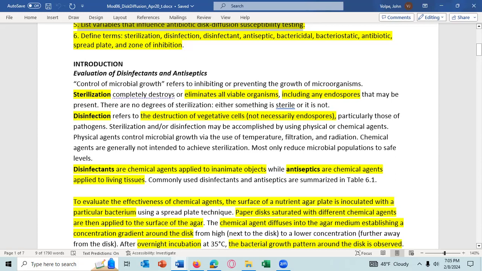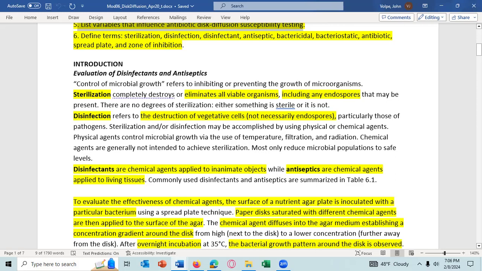Disinfection refers to the destruction of vegetative cells, not necessarily endospores. A disinfectant is a chemical agent applied to an inanimate object. For example, if you were to use bleach to clean your toilet, the bleach would be a disinfectant. The bleach would kill all the vegetative bacteria, but it would not kill the endospores. By vegetative, we mean the normal metabolically active bacteria.